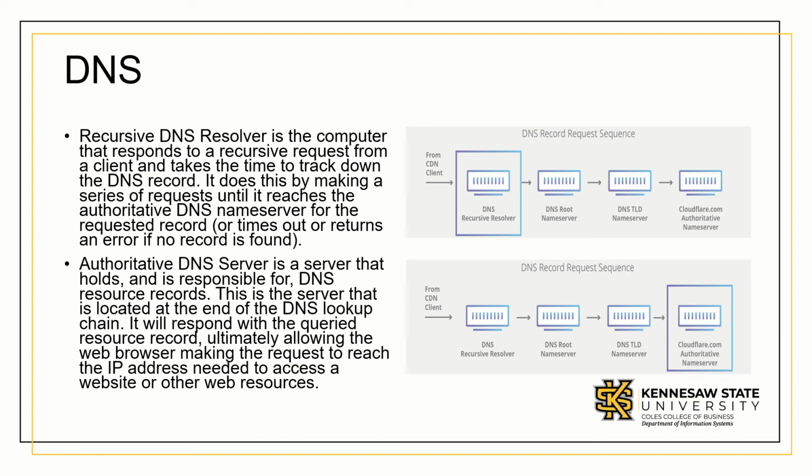The authoritative DNS server is a server that holds and is responsible for the DNS resource records. This is the server that is located at the end of the DNS lookup chain. It will respond with the queried resource record, ultimately allowing the web browser making the request to reach the IP address needed to access a website or other web resources.